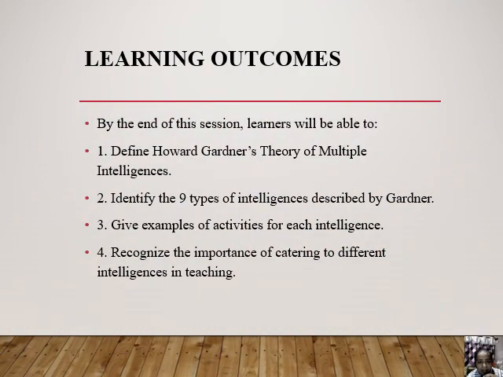Learning outcomes. By the end of this session, learners will be able to define Howard Gardner's theory of multiple intelligences, identify 9 types of intelligences described by Gardner, give examples of activities for each type of intelligence, and recognize the importance of catering to different intelligences in teaching.